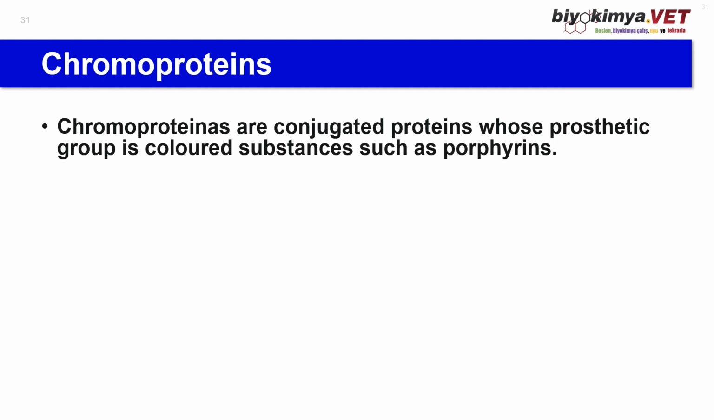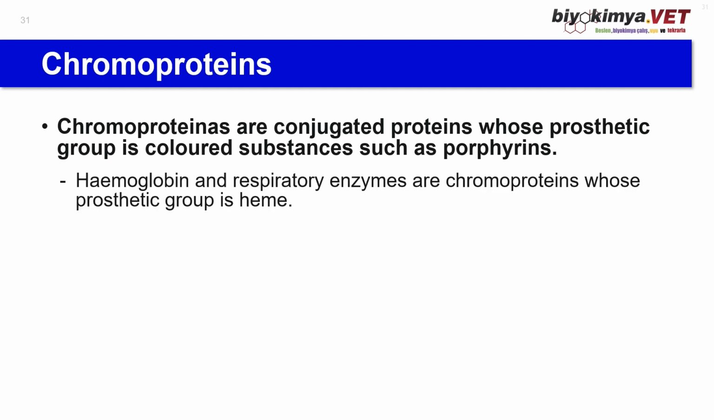And these chromophores are colored molecules that confer specific characteristics to the protein and play a significant role in the protein's biological function. Chromoproteins play roles in many fundamental functions of living organisms. These include functions such as respiration, photosynthesis in plants, light detection, and energy production. An example is hemoglobin and respiratory enzymes.